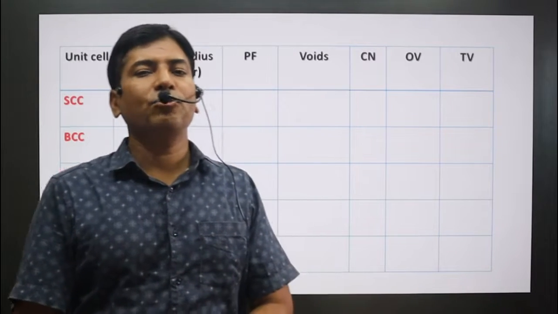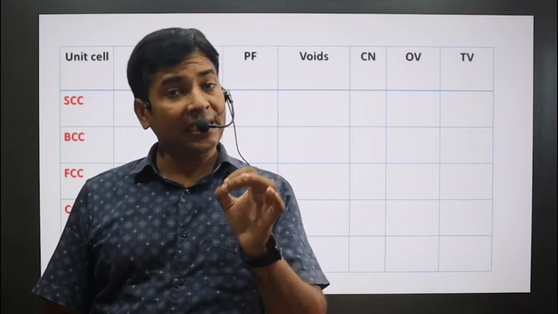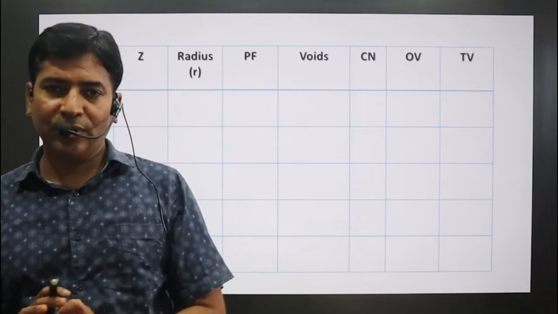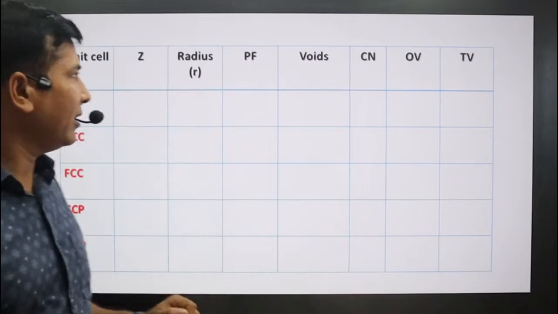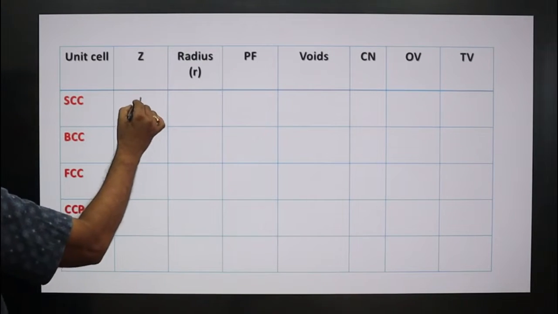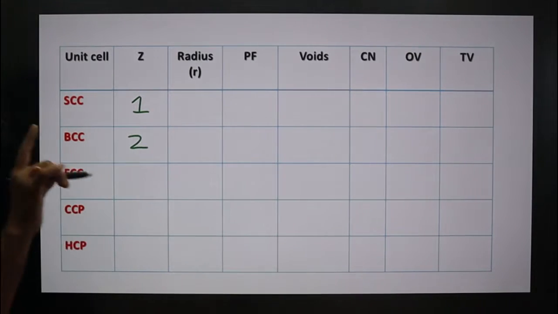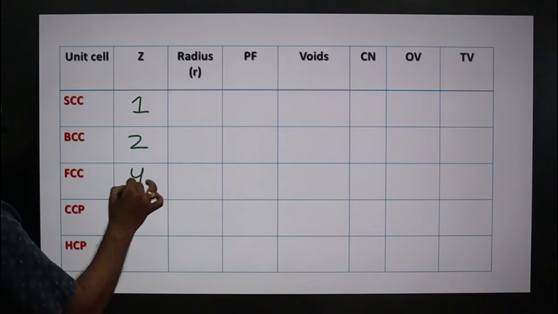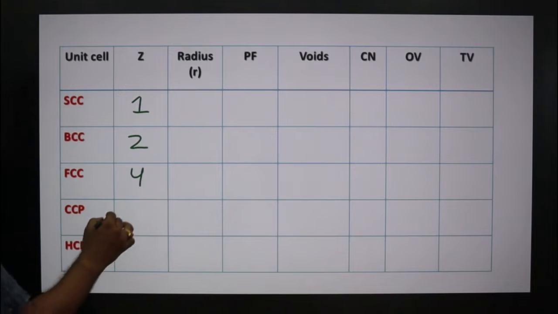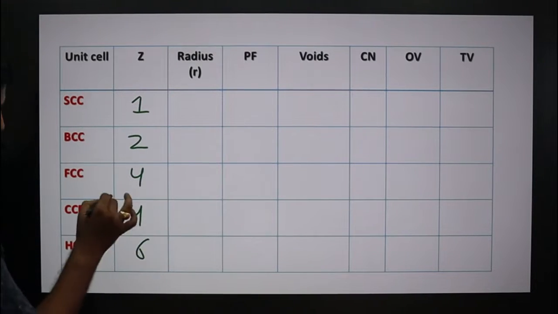In solid state, you might have learned SCC unit cell, BCC, FCC, CCP as well as SCP unit cell. Always keep in mind the number of atoms in SCC unit cell is 1. Number of atoms in BCC unit cell is 2. Number of atoms in FCC unit cell is 4. Number of atoms in CCP is also 4. And the number of atoms in SCP unit cell is 6.